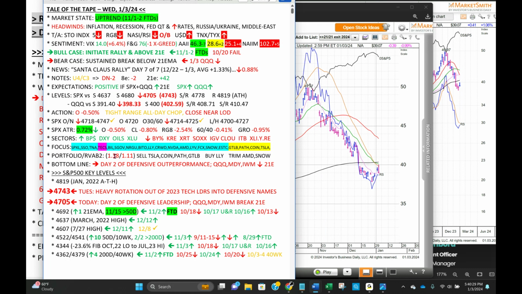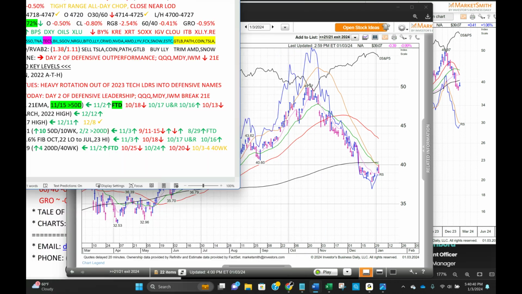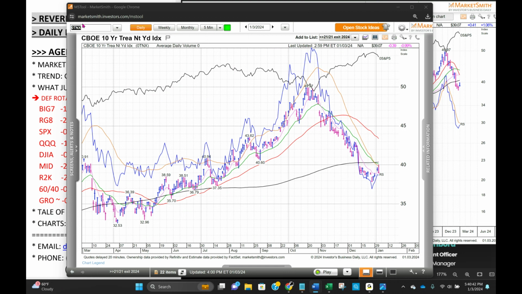The bottom line, day 2 of defensive outperformance. 3 major indexes breaking the 21. So let's look at the charts of the trades, and then we're going to look at those 22 broken charts and how they look relative to their 50-day moving average, and then we will wrap it up.